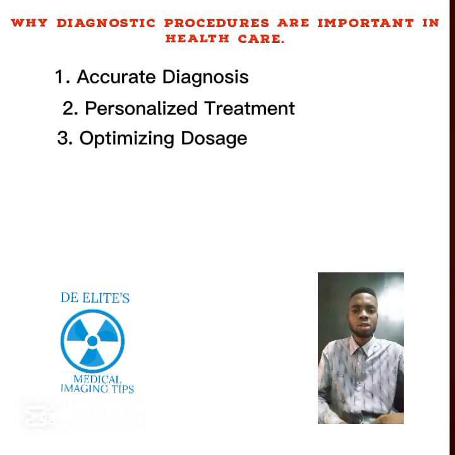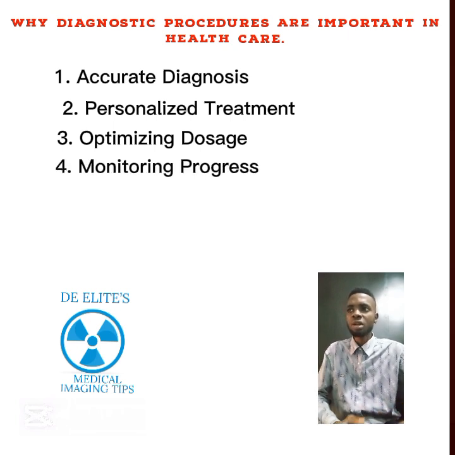Another importance is optimized dosage. Diagnostic procedures also help us to optimize the dose. They identify the level of the sickness or the disease. Let's say, for instance, if it's a microorganism, it identifies the growth. So it also identifies the dosage you are supposed to take in order to completely eliminate the cause of the symptoms you're having.